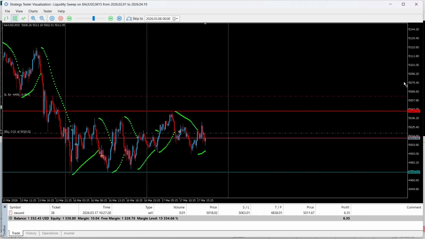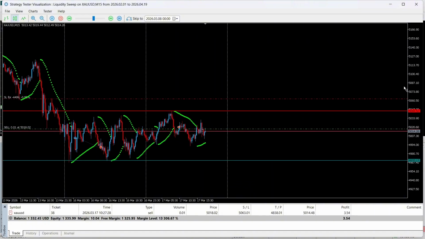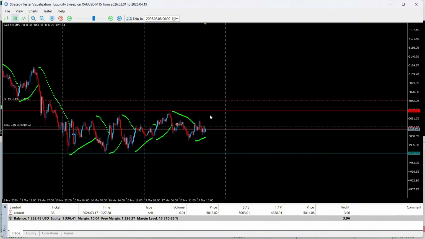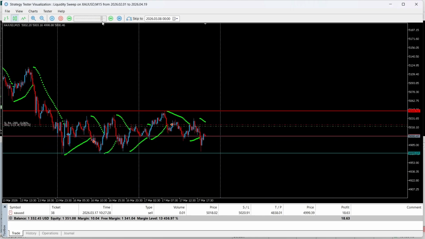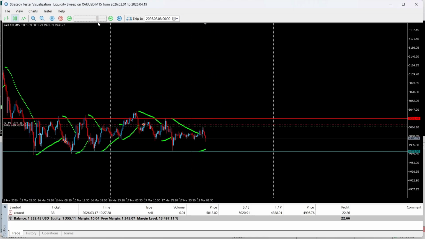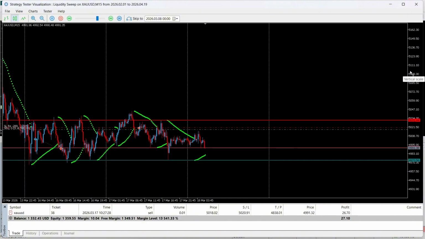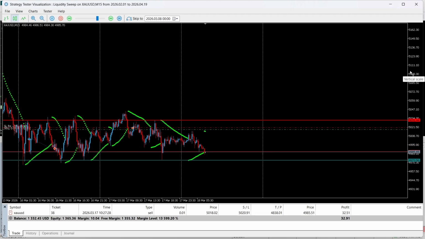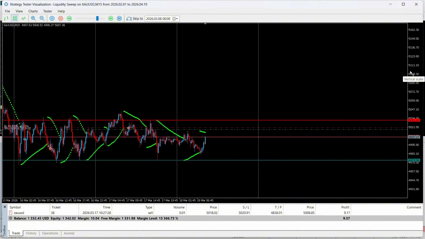So this is the 17th of March. Yes, it's taken this sell. There was a liquidity line above here, but now the liquidity line's moved. The liquidity line will still move, but the trade is based on the liquidity line at the time of the entry. It's based on that liquidity line.